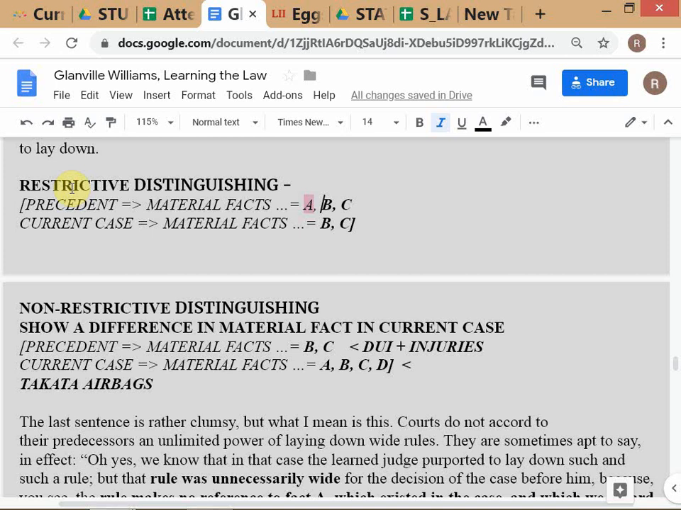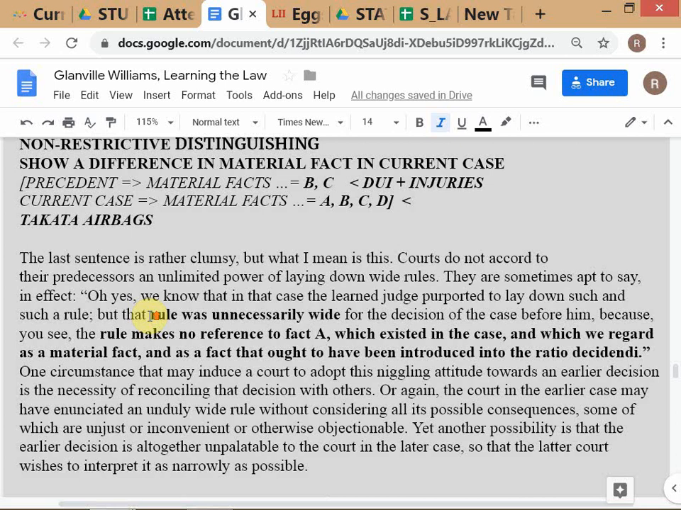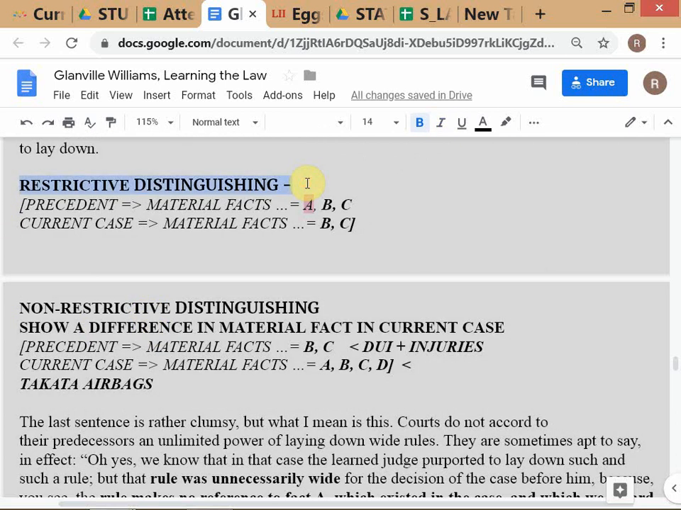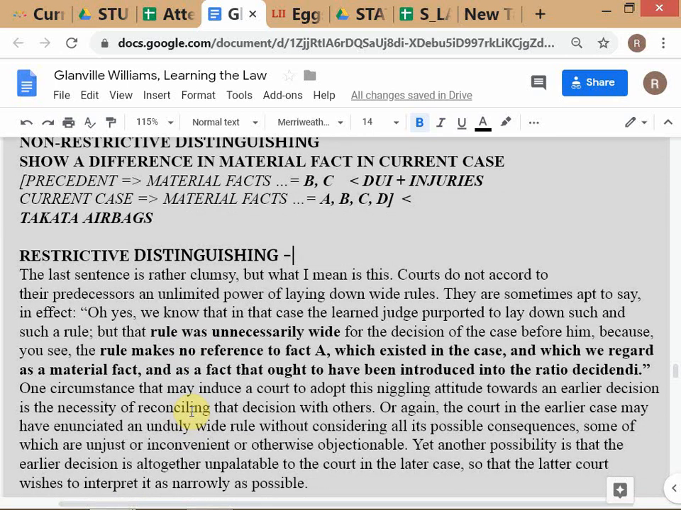Notice, a very important feature of restrictive distinguishing is you actually say that here, understand this, guys, please. For restrictive distinguishing, maybe I should not have put the non-restrictive right below that, because I wanted to contrast it. In restrictive distinguishing, you are actually saying that there was a material fact in the precedent case which the court failed to notice. Like the court failed to notice the gender of the offenders and the fact that only boys smoke hookahs. This is a very important difference between restrictive and non-restrictive. In restrictive distinguishing, you are making an allegation that there was a material fact in the previous case which the court failed to notice. Is this clear?